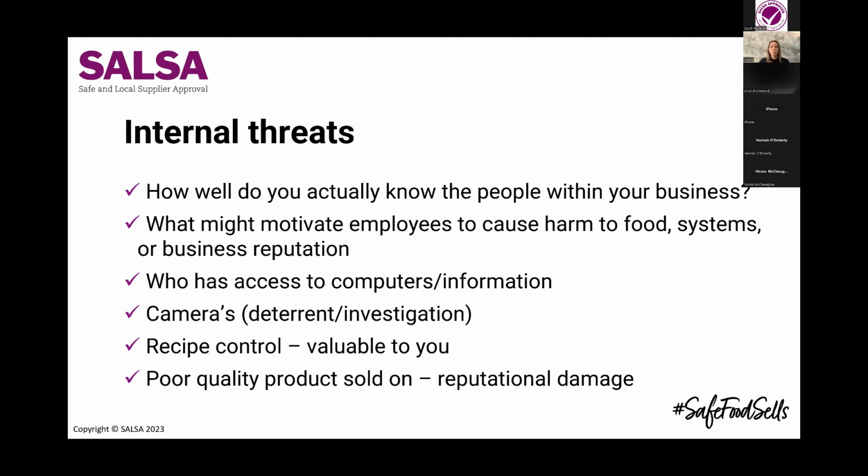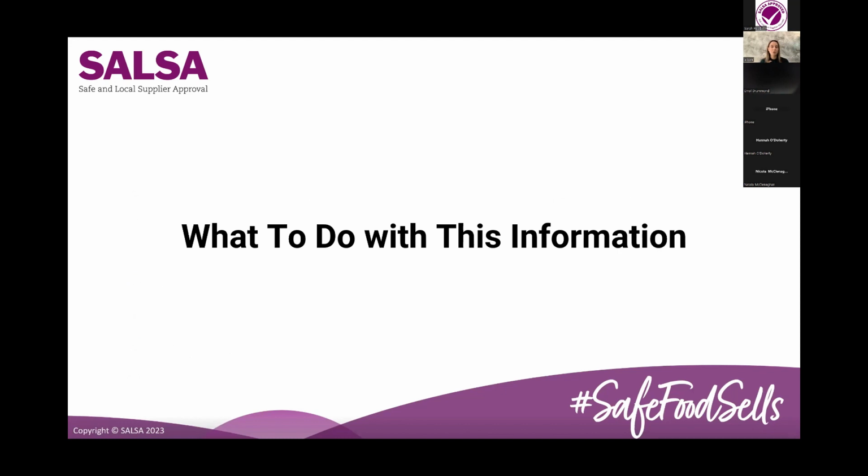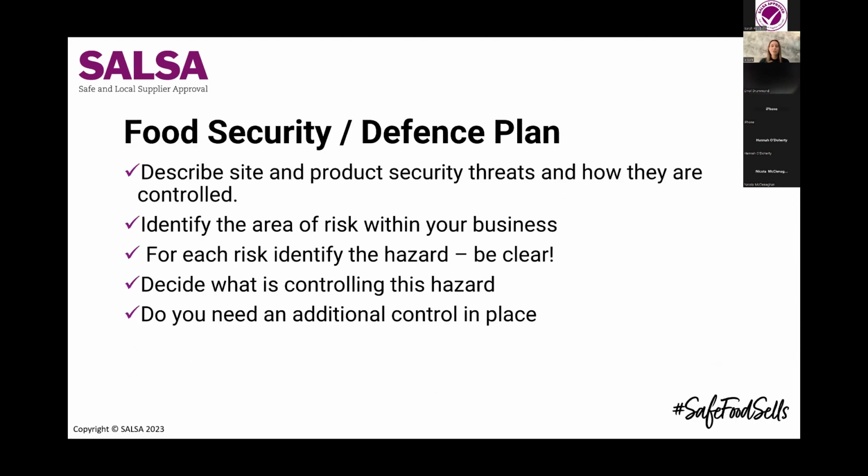So again, what do you do with this information? So you do all your research, think about all of these things, and then what do you do with that information? So we want to do a food security defence plan, which is what the clause says. This part can get carried out as a risk assessment, but it doesn't have to be a risk assessment. So you could write this up as a document. Just think about, do you need to put in place further controls to mitigate those hazards that you've identified?